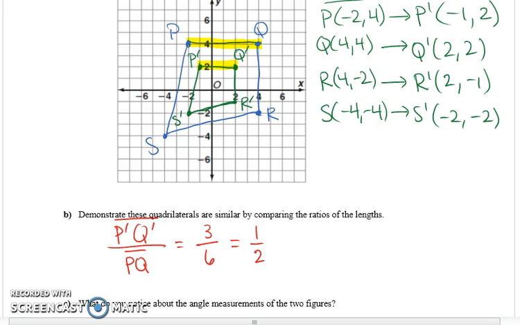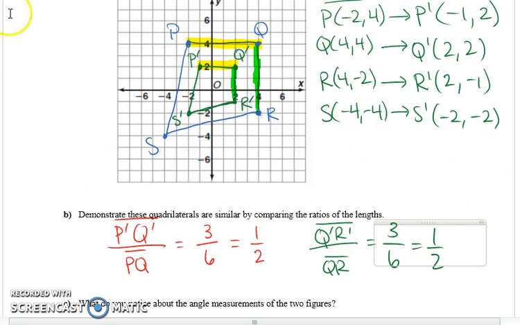Let's check one more corresponding side to make sure that the ratio holds true. Let's compare Q prime R prime to QR. Q prime R prime is 3. Again, I'm just counting the lines because it's a vertical line here. 1, 2, 3. And QR is 1, 2, 3, 4, 5, 6. So again, the ratio of the two sides is 1/2.